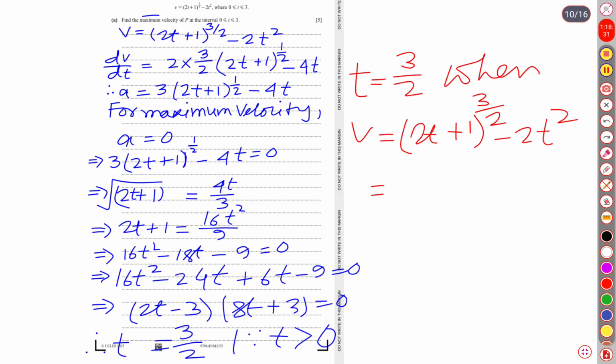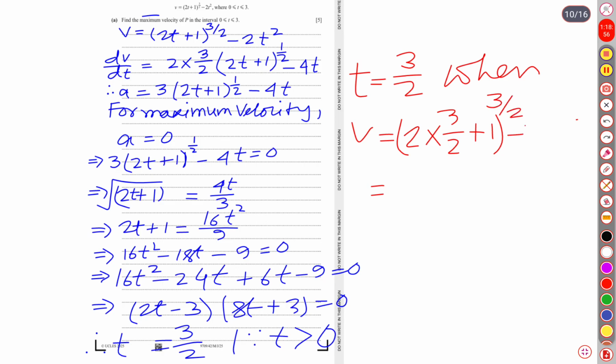I think writing 2t here is unnecessary. You will have to apply the value of t because we have already mentioned it. So it should actually be 2t, which is 3 over 2, plus 1, raised to 3 over 2, minus 2 into t square. T square means 3 square over 2 square.